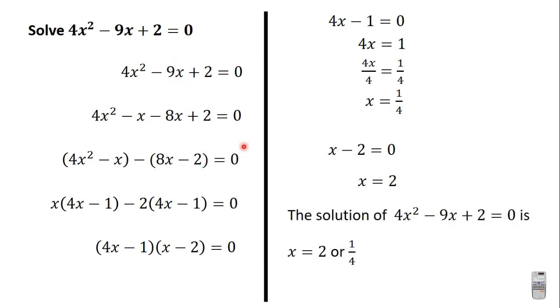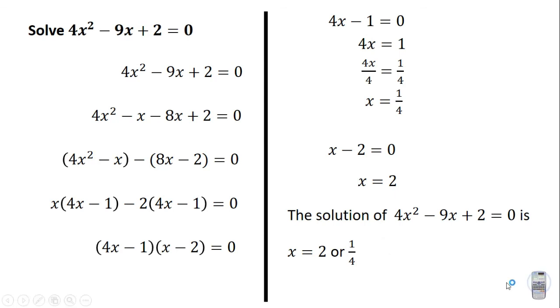So the solution of this equation, 4x squared minus 9x plus 2 is equal to 0, is x is equal to 2 or 1 divided by 4. We can use our calculators to solve quadratic equations. So in an examination, after you have solved a quadratic equation, you can use your calculator to confirm whether your answer is right or not. I'm going to show you how you do that.